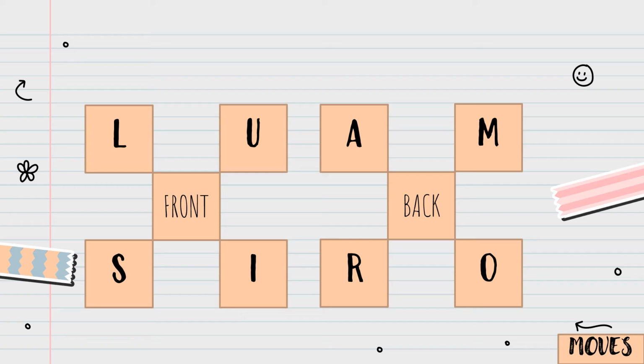So here is how it looks like. For the front, containing the elements L, U, I, and S, and for the back, A, M, O, and R.